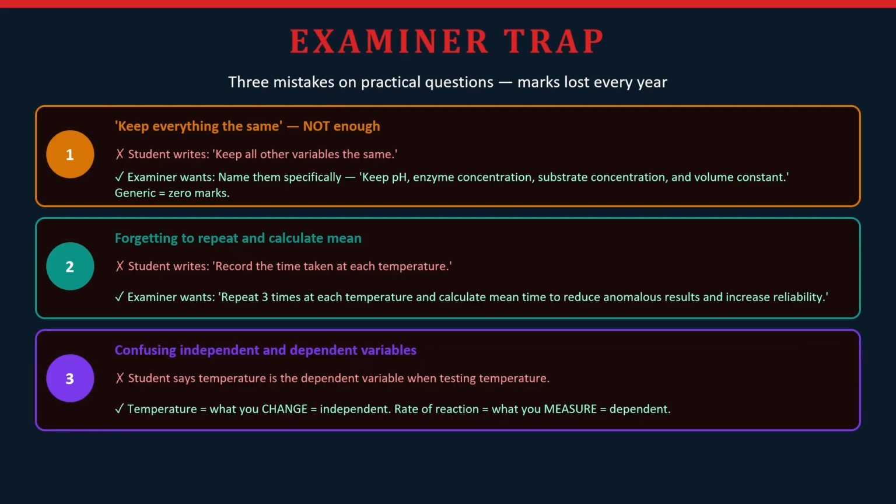Trap number 3 is confusing independent and dependent variables. If you are testing the effect of temperature, temperature is what you change. So this is the independent variable. And the rate of reaction is what you measure. So this is the dependent variable. These are mixed up in student answers constantly. Know these three traps and you will collect marks that most students drop.